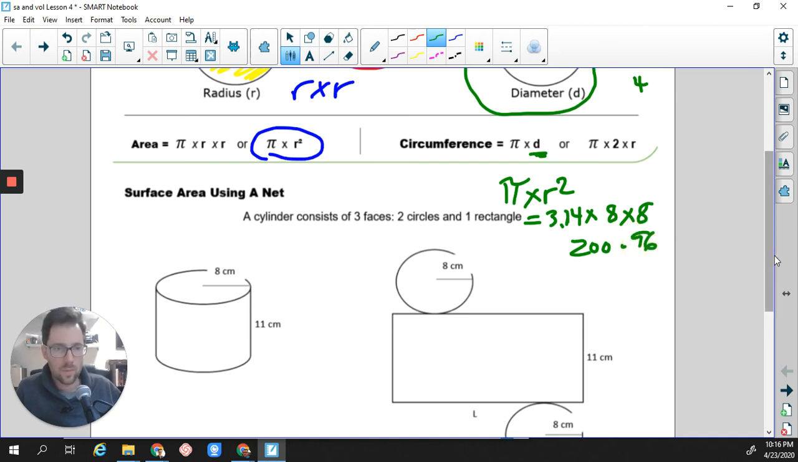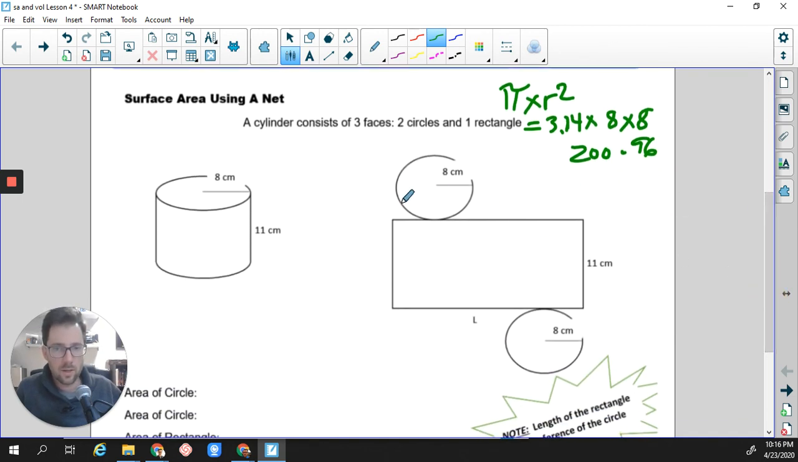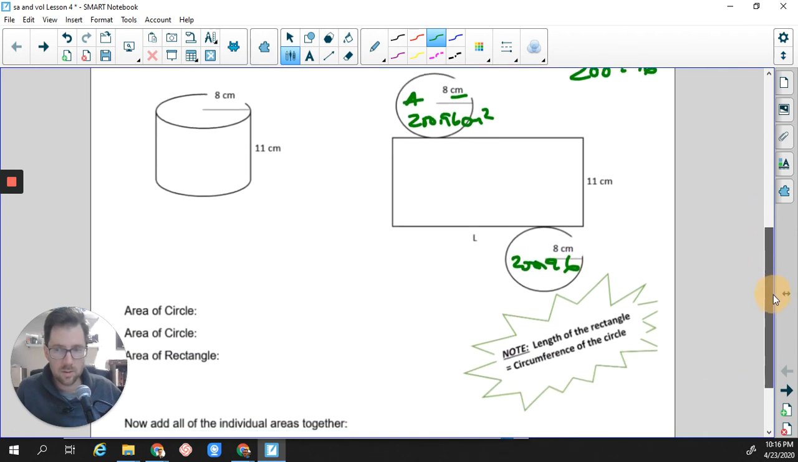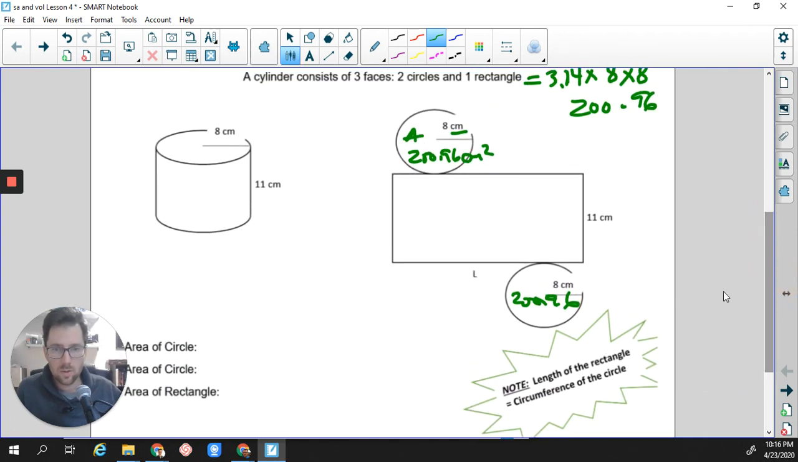200.96. Okay, so we know our area here in this one is 200.96 centimeters squared, right? Areas like that. Same thing down here, 200.96. That's a little messy. Centimeters squared. So let's just jot that down here. So we got it, 206.